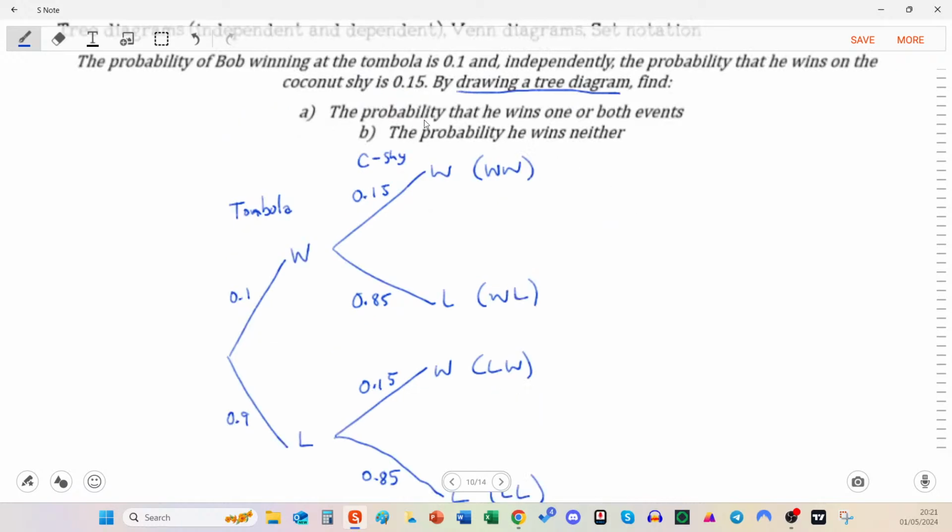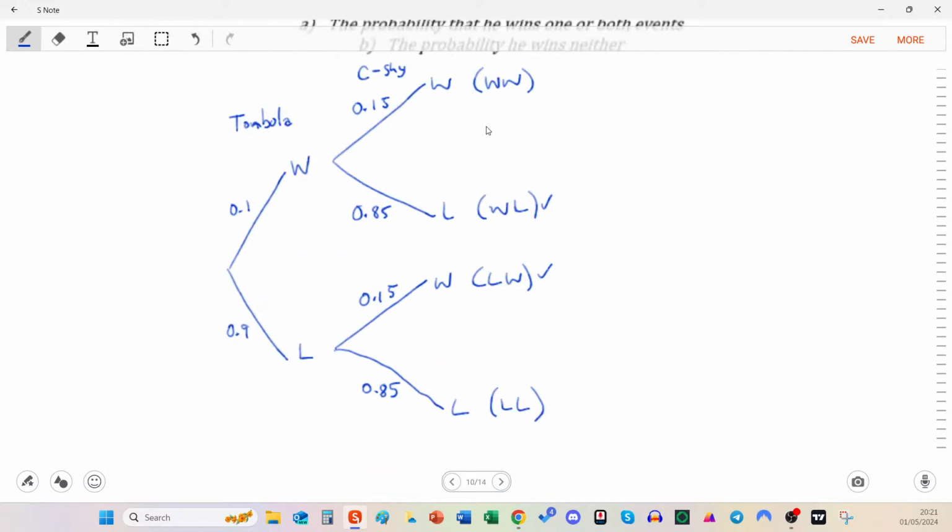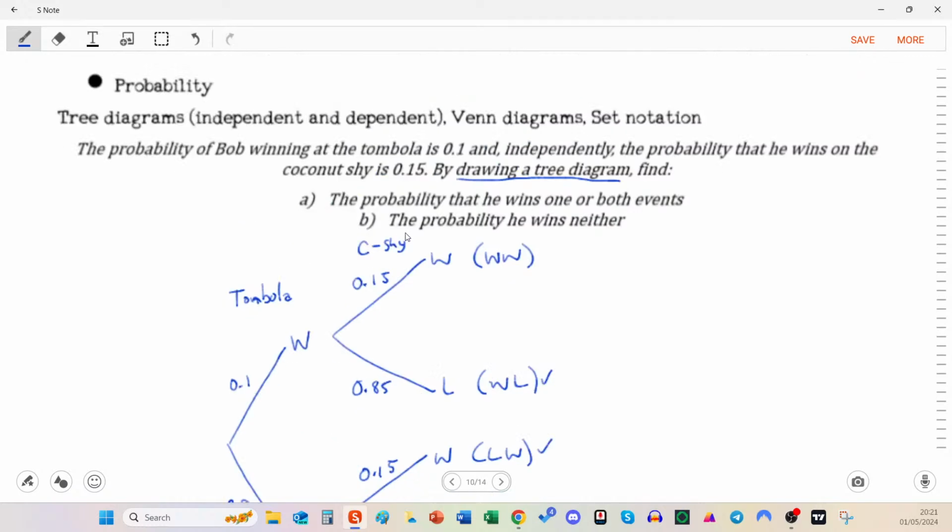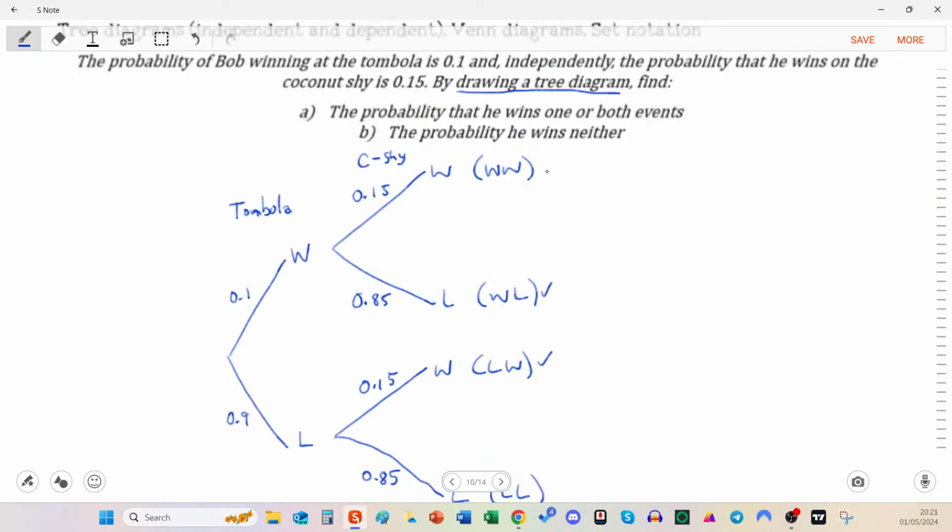Okay, the probability that he wins one or both events, which is that? Well, one or both. So in the cases where he wins one, it's here and here. That's exactly one win. Down at the bottom, it's loss. That's no good. So that's exactly one. And then both is this one. So we're looking to find the probability of all of these.